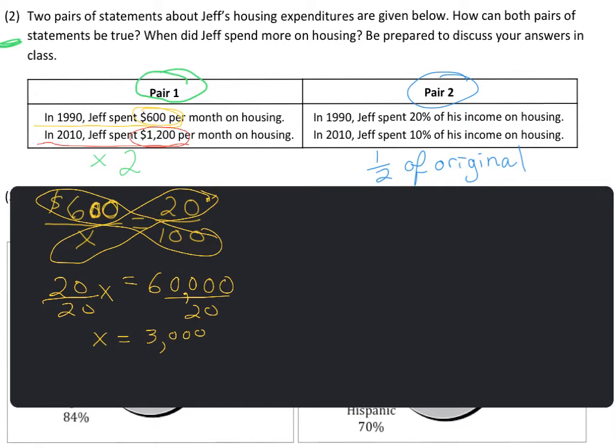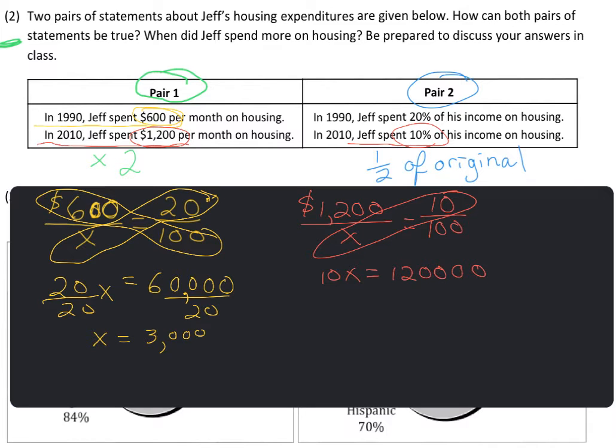Okay? But then if we look at what happened in 2010, Jeff spent $1,200 per month on housing. Okay? And in 2010, Jeff spent 10% of his income on housing. So that would be $1,200 over, we don't know his income yet, and that's equal to 10% of his income. So once again, if we cross multiply, 10x equals 1200, and add 2 more zeros to it, and divide by 10.